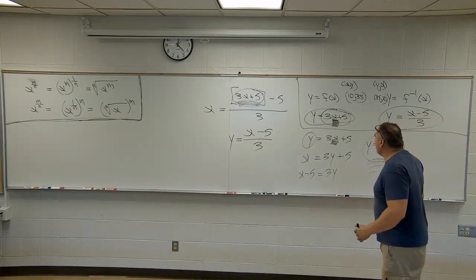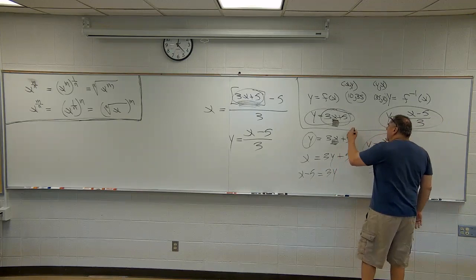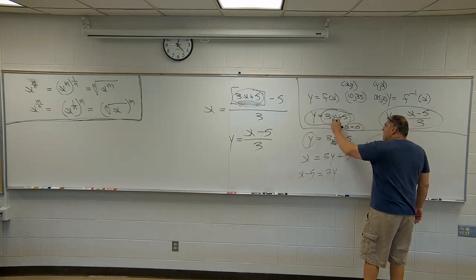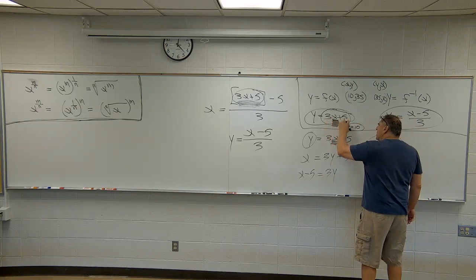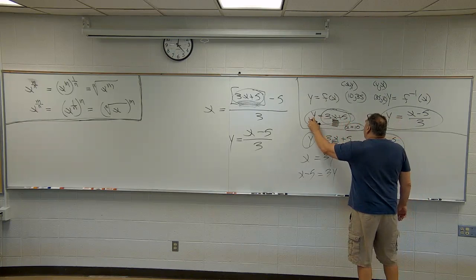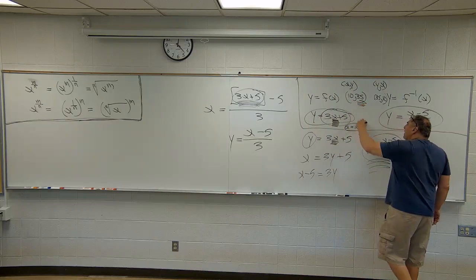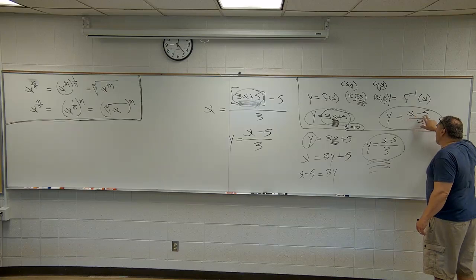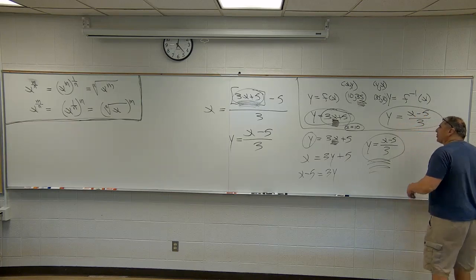Let's try it again. If x was equal to 10, 10 times 3 is 30, plus 5 is 35. y equals 35. Put that y equals 35 in place of x. 35 minus 5 is 30. 30 divided by 3 is 10. Gets right back to where you started.